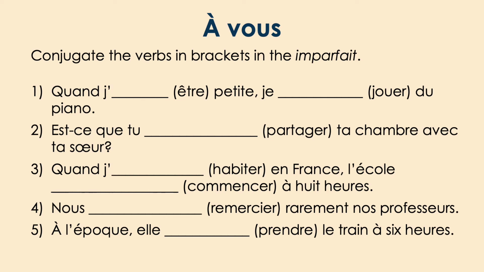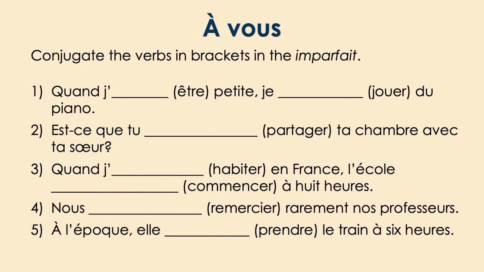Ok, à vous. Prenez vos stylos. It's your turn. Take out a pen. You are going to write down the conjugations of the verbs in brackets in the imparfait. Now be careful, there are some spelling irregularities amongst these verbs. Pause the video.